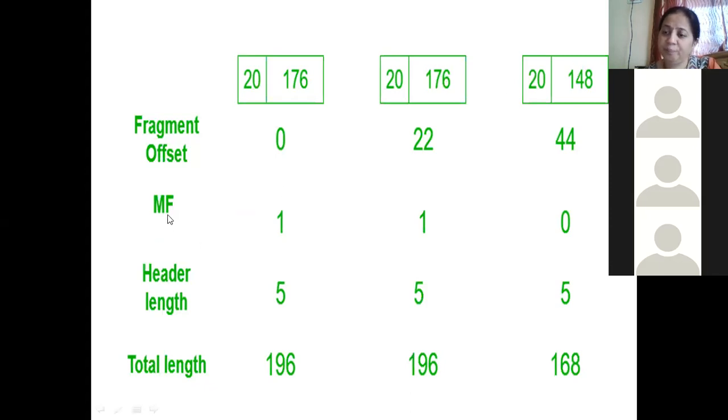So MF for the first fragment will be set to 1 because behind it, there are other fragments which are coming up. For the second fragment also it will be set to 1 because the third fragment is there. Another fragment is existing or coming after the second fragment. Whereas for the third fragment, since this is the last fragment, there are no more fragments after this, MF or more fragments will be set to 0, indicating that this is the last fragment.